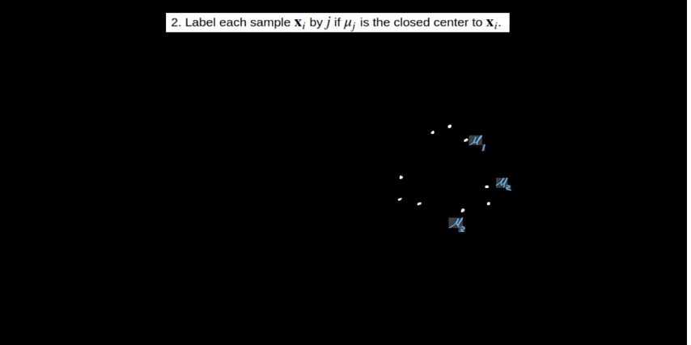So it will be easy just to think of this one. This is essentially what you just did in the activity. You have 9 points. Each point you are going to label it by the closest center. So this one, the closest one is this one. So it is going to be labeled by 1.